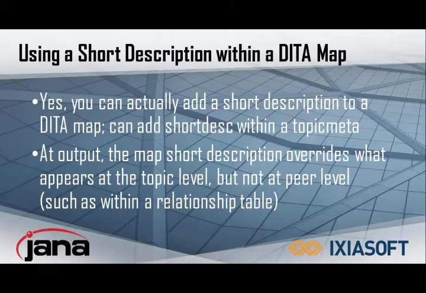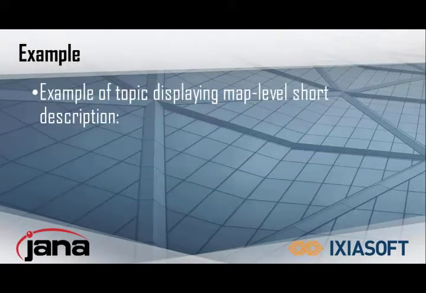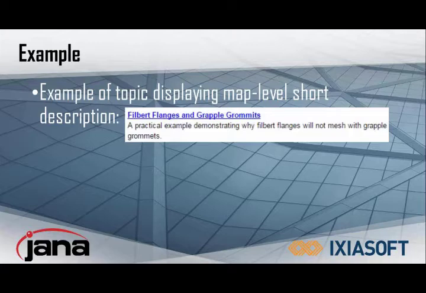So if we take a look at the next slide, I'm going to show an example displaying a map level short description. You can just click on there, we are. So in this case we have filbert flanges and grapple grommets. This is what's been applied to the map, and it says: a practical example demonstrating why filbert flanges will not mesh with your grapple grommets.